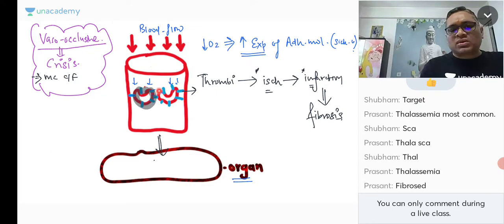Because of the adhesion molecules, RBCs will attach to each other. They will attach to the vessel wall, and this will form thrombi. So RBCs are forming thrombi in the blood vessel wall, stopping the blood flow to the distant organ, and because of this blockage, leading to ischemia, infarction, and fibrosis. This process is called vaso-occlusive crisis, and it is the most common clinical finding in sickle cell anemia.